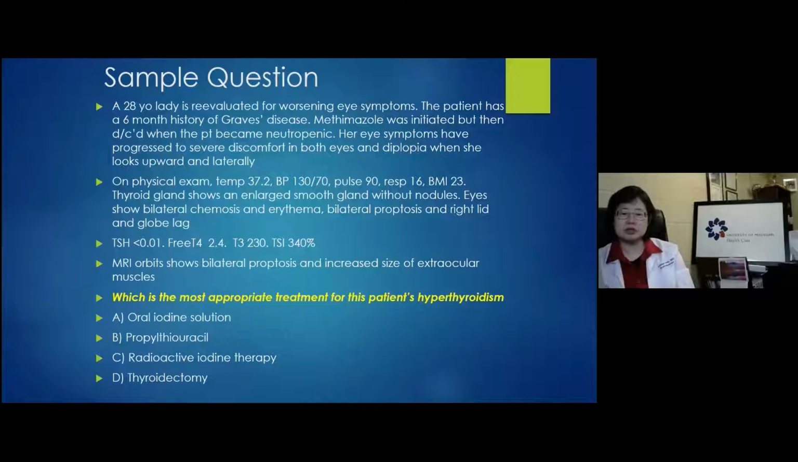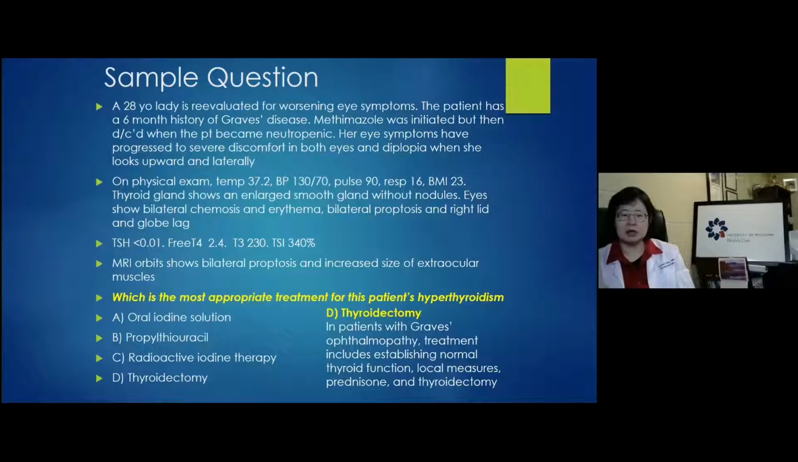The MKSAP question asks what the next most appropriate therapy would be and gives the options of iodine, switching from methimazole to propylthiouracil (PTU), proceeding with radioactive iodine therapy, or surgery, thyroidectomy. The appropriate answer is, in fact, surgery, thyroidectomy. Oral iodine solution would not be of much help and might actually cause changes in her thyroid hormone profile, potentially worsening the hyperthyroidism and also making the eye disease worse.